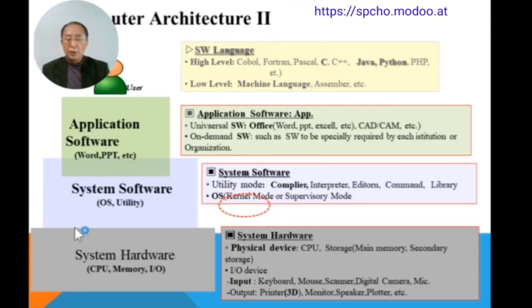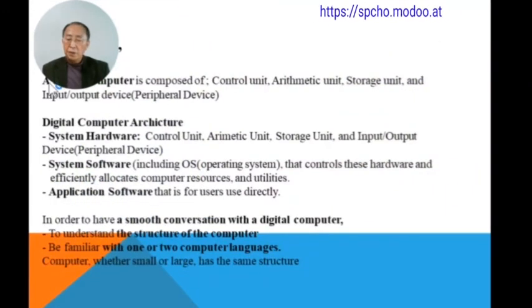Small computers, middle computers, and super high computers have the same structure like this. You can group them in three parts. Okay, let's go to the next step and make a conclusion. Okay, I already explained the digital computer. I'd like to summarize. The computer is composed of a control unit, arithmetic unit, storage unit, input and output devices, and peripheral devices. Digital computer architecture has three parts.